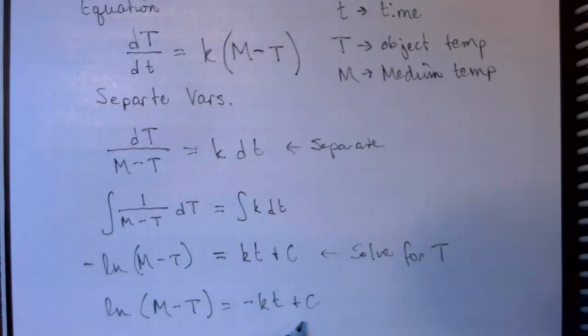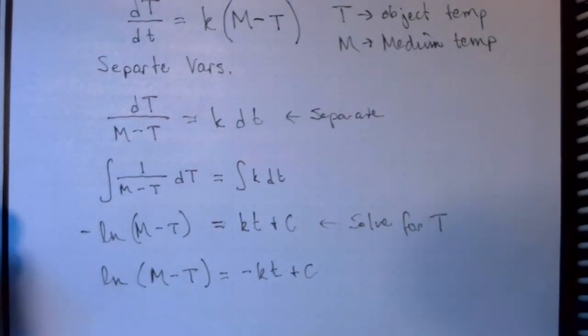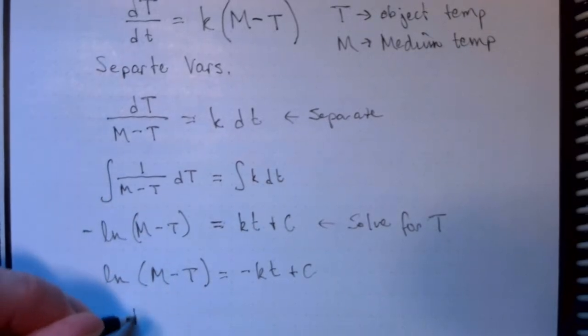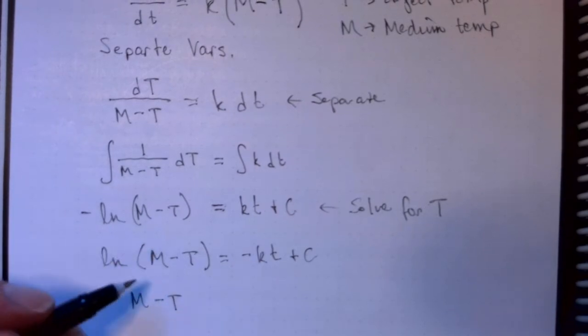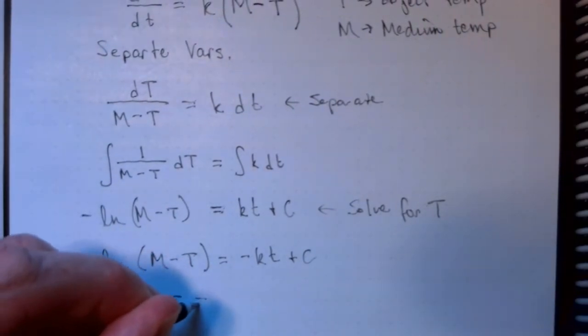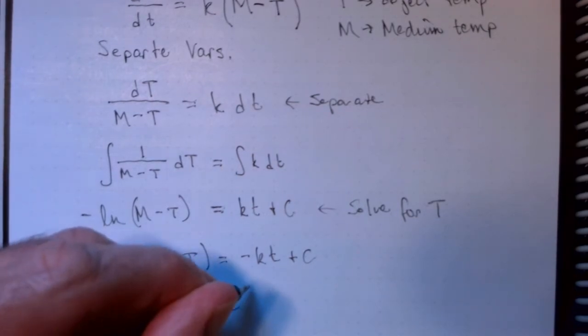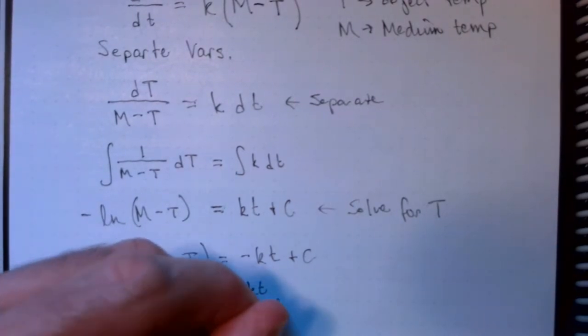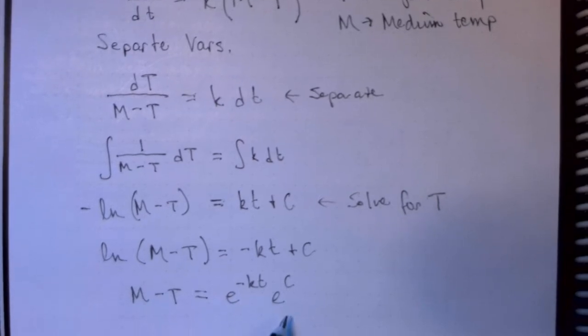Okay, notice I kept the plus c, a plus c. That's just an arbitrary constant, so negative of an arbitrary constant is still an arbitrary constant. So don't worry too much about that. Now we'll take the exponential of both sides. On the left side, the exponential and the log undo each other. Okay, using rules for exponents there.